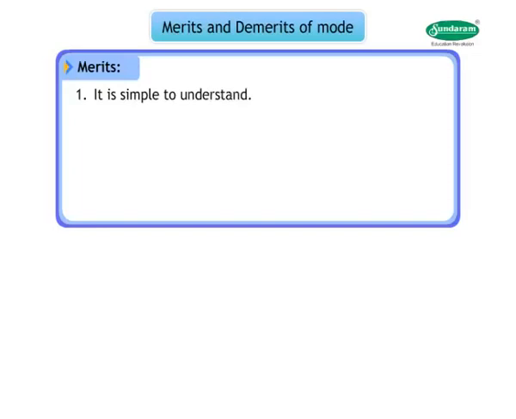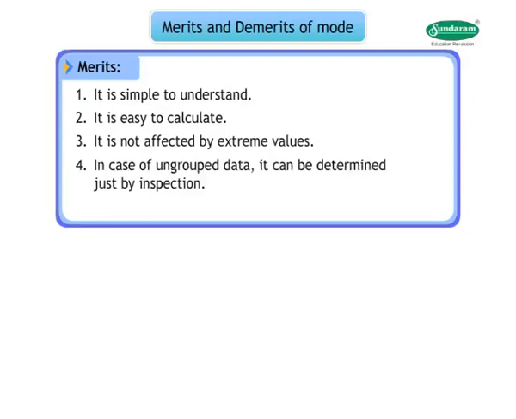Merits and demerits of mode. Merits. Number 1. It is simple to understand. Number 2. It is easy to calculate. Number 3. It is not affected by extreme values. Number 4. In case of ungrouped data, it can be determined just by inspection. Number 5. It can be determined graphically.